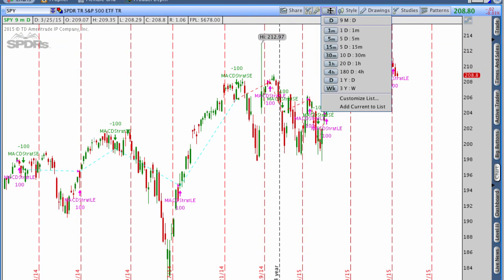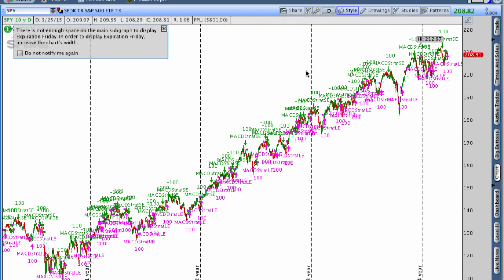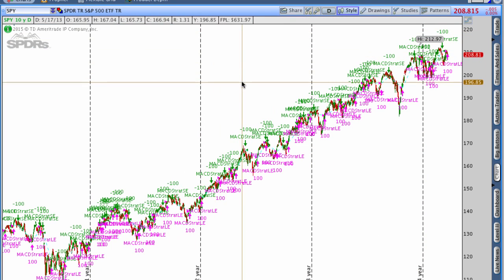But even more so than that, we can actually go back in time. So let's go back the last 15 years or last 10 years here for the S&P 500.